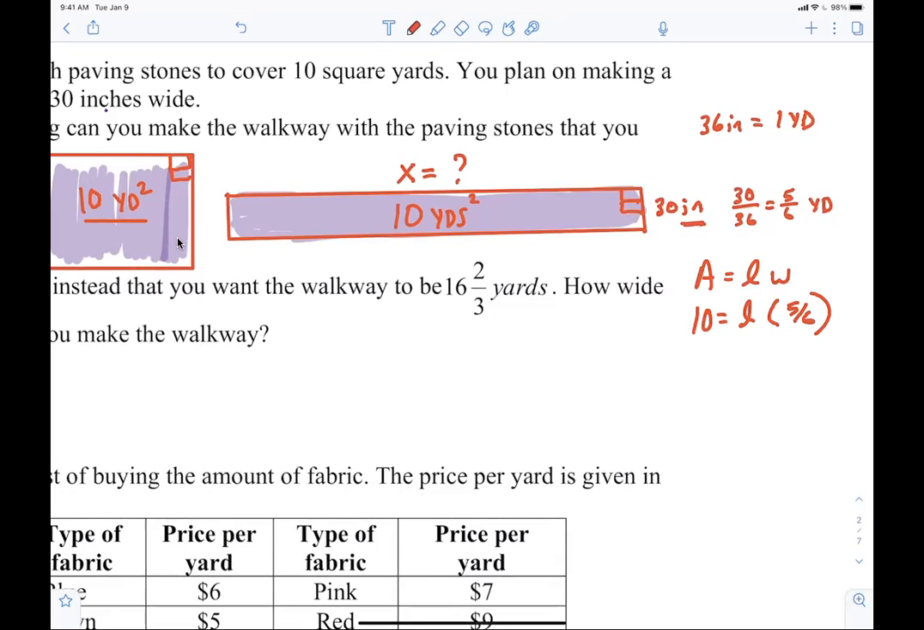So how long can I make my walkway? How do I solve that? Divide. That's right. So you're going to say the length is equal to 10 divided by 5/6. Okay, and tell me what that is. So of course, everybody's doing it on the calculator. 10 divided by 5/6. What is that?